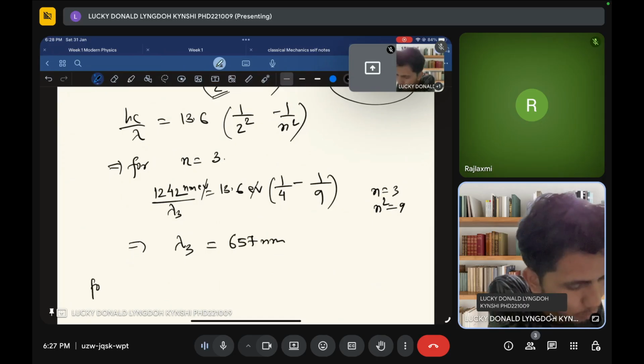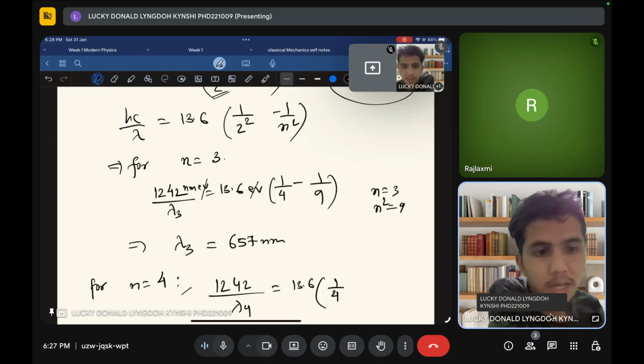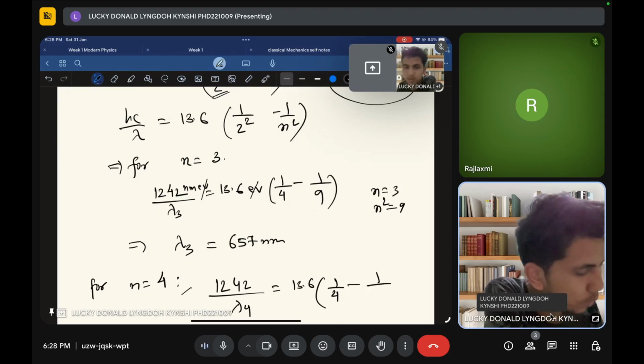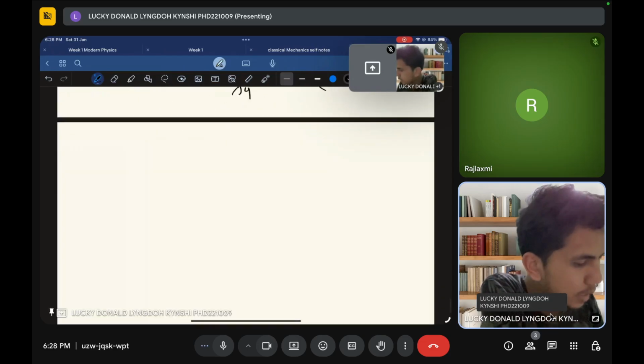Similarly for n equal to 4, that is for the next higher state, 1242 divided by lambda 4 will be equal to 13.6 times 1 divided by 2 square, the same thing because the final state remains the same, minus 1 divided by, instead of 3 square, you will get 4 square, right? So you will get lambda 4 equal to 487 nanometer.